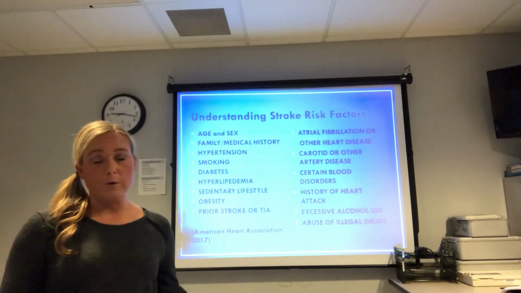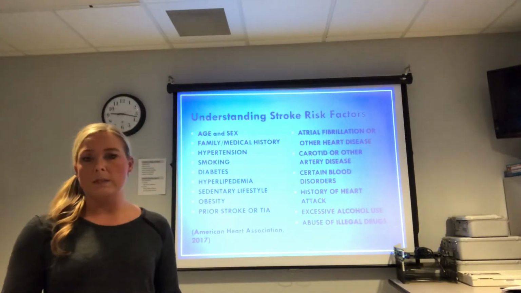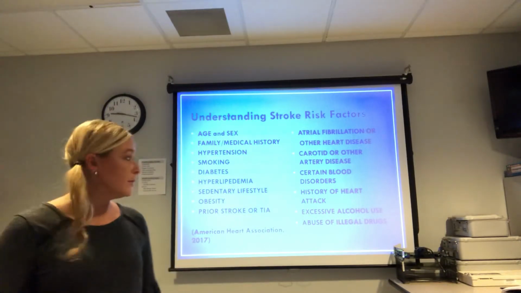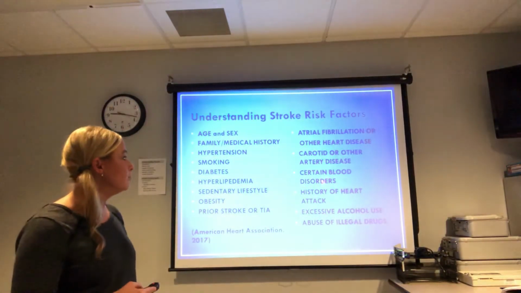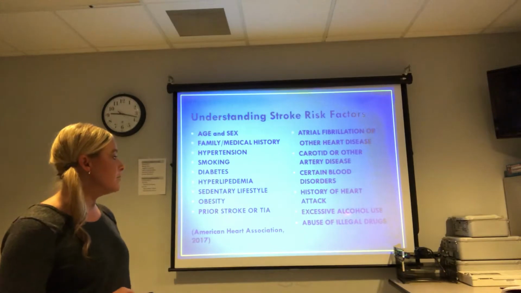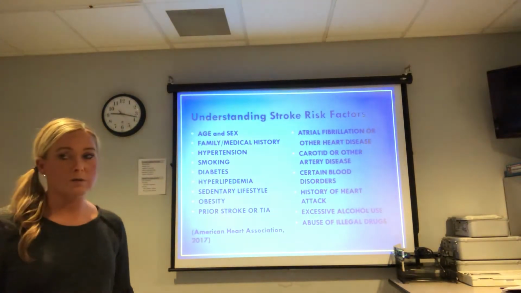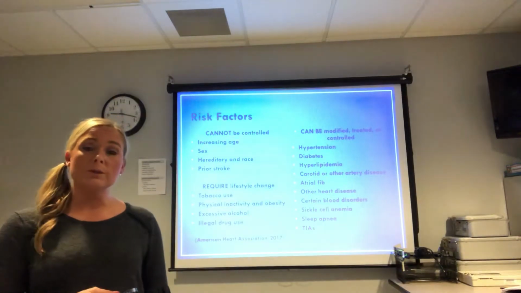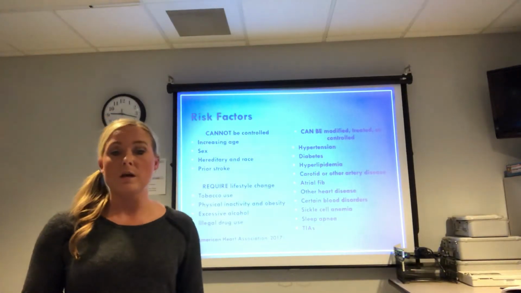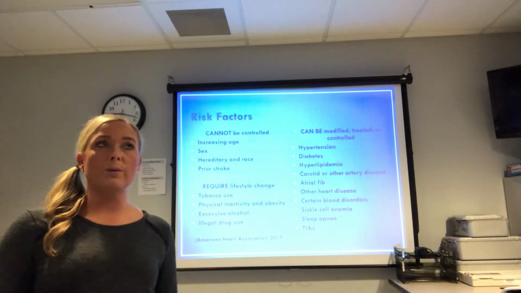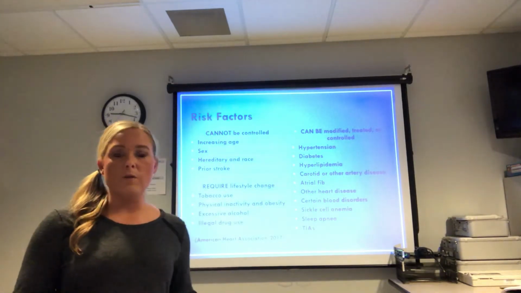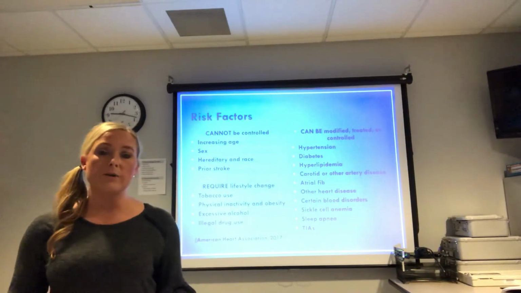Many that we are familiar with: age, hypertension, smoking, diabetes, but I'd like to note a few that we may not commonly think of, which are certain blood disorders, and also excessive alcohol and the abuse of illegal drugs. There are many risk factors that can't be controlled, including increasing age, sex, history of a previous stroke, hereditary, race. What we need to focus on as nurses are those risk factors that can be modified, treated, or controlled.